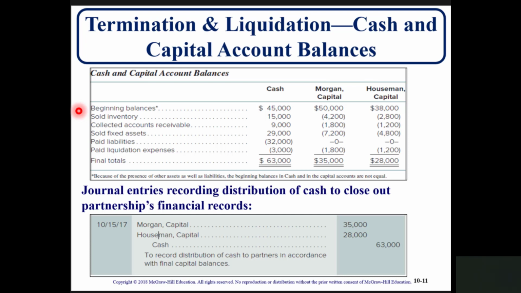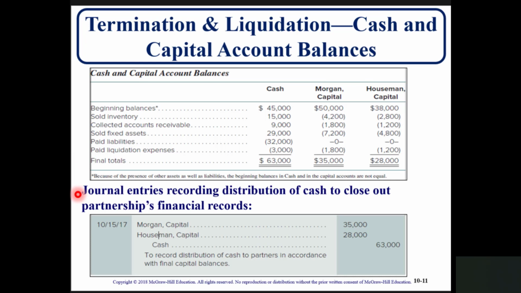And so they're taking into consideration the beginning capital balances for both partners, Morgan and Houseman. You have the inventory that was sold, the loss allocated, the collected accounts receivable, sold fixed assets, what was paid in liabilities, paid in liquidation expenses, and then the final totals.